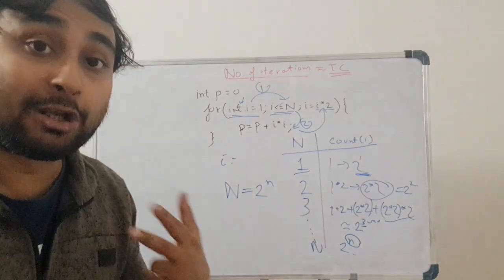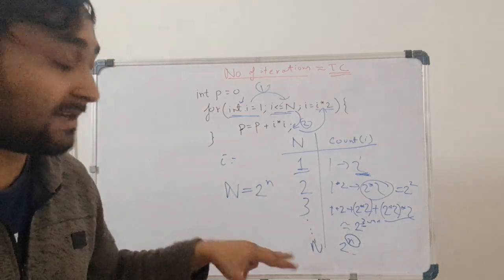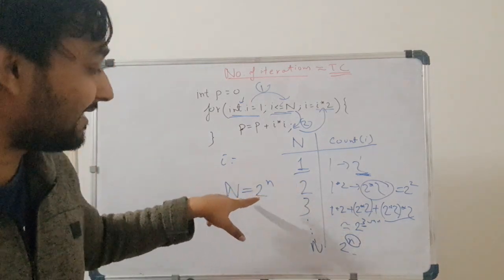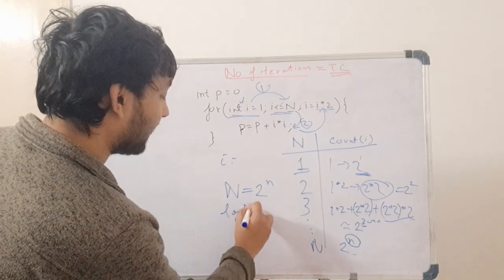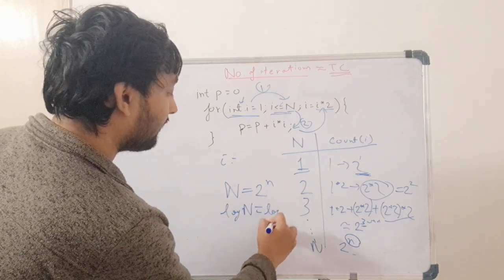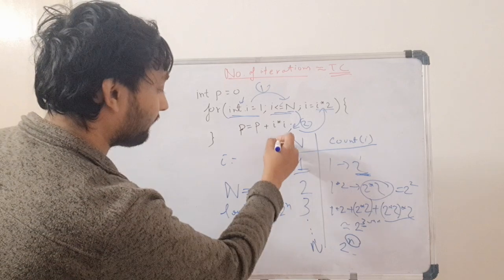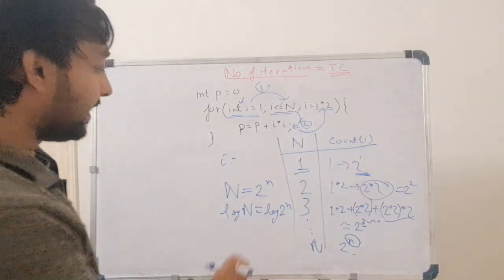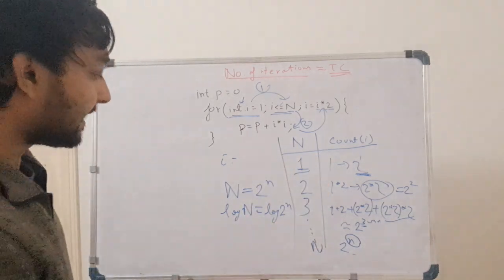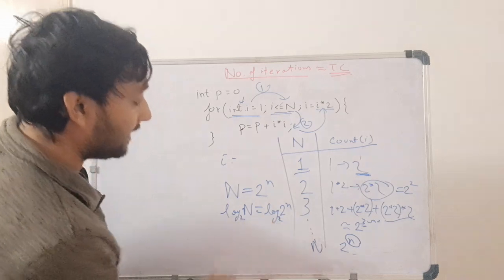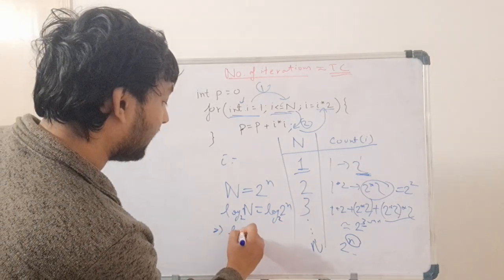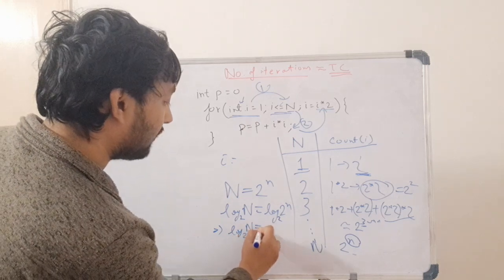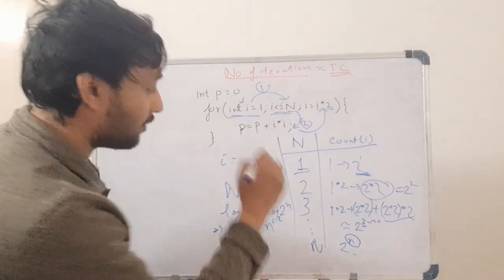Yes, we can take log base 2 on both sides, because it's 2 to the power n, right? So if we take log on both sides, log of N is equal to log of 2 to the power n. If I am taking log base 2 on both sides, then what can we do over here? It will be log N base 2 equal to small n.